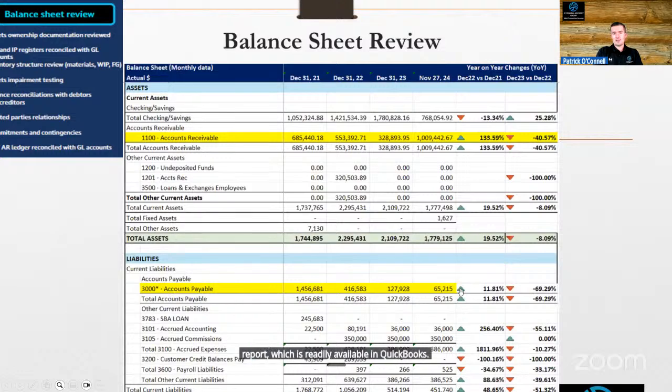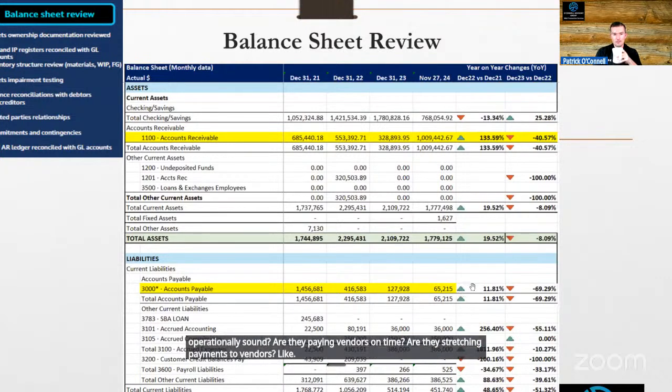It'll show the days outstanding. It's typically 30, 60, or 90 days. And then you want to assess, how is the business operationally sound? Are they paying vendors on time? Are they stretching payments to vendors? Like what does that look like?